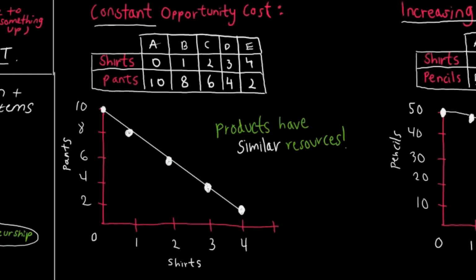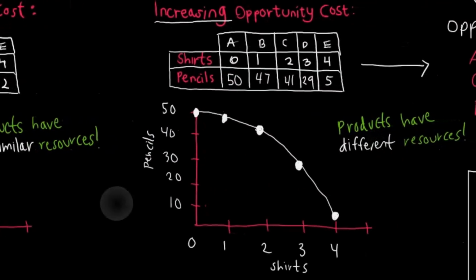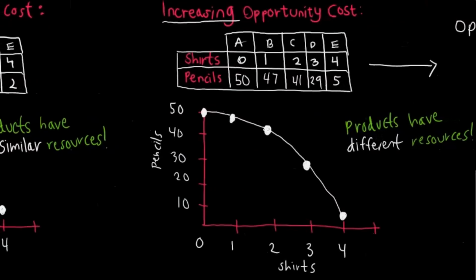And so you have constant opportunity cost when the products use similar resources. Okay, so shirts and pants both use fabrics, and so you have constant opportunity cost there. But what happens when they use very different resources?